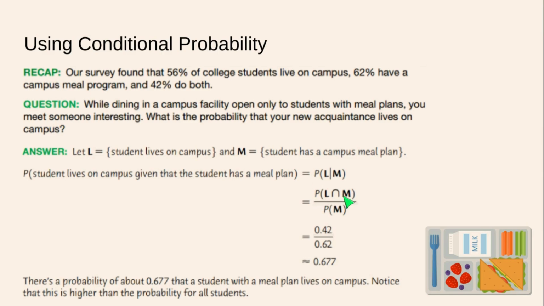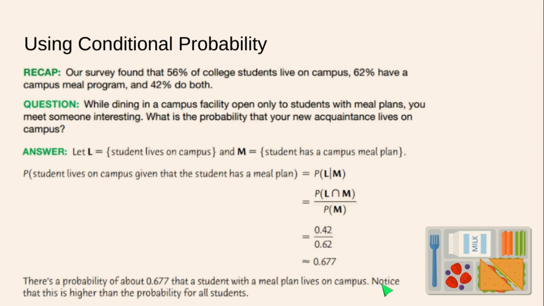All right, now we use the formula. Probability of both divided by probability of the meal plan. We want to live in the world of the meal plan and consider what are the odds that we also live on campus, okay? So the odds of doing both would be 42%. We get that from right here. And the odds of having a meal plan is 62%. We get that from right here. After a little division, we get 0.677. So there's a probability of about 0.677 the student with a meal plan also lives on campus.